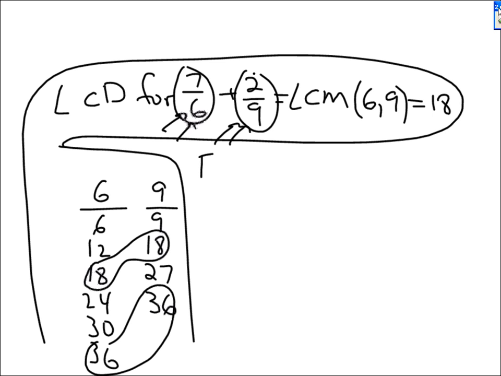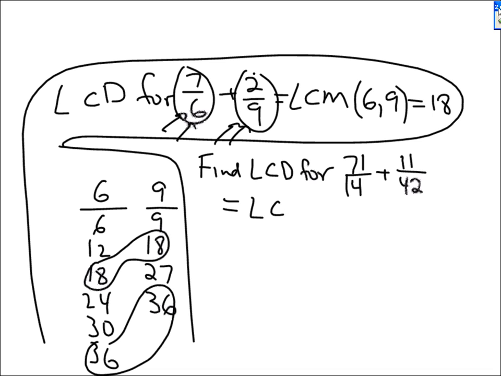Okay, what if I ask you to find the LCD for these two fractions? 71 over 14 plus 11 over 42. Well, this is equal to the LCM of the two denominators, because we can't reduce them. Just write down the 14 times table. There are other ways of doing it. I'll do this one slightly different next time. That is, I'll do it twice. The 14 times table.